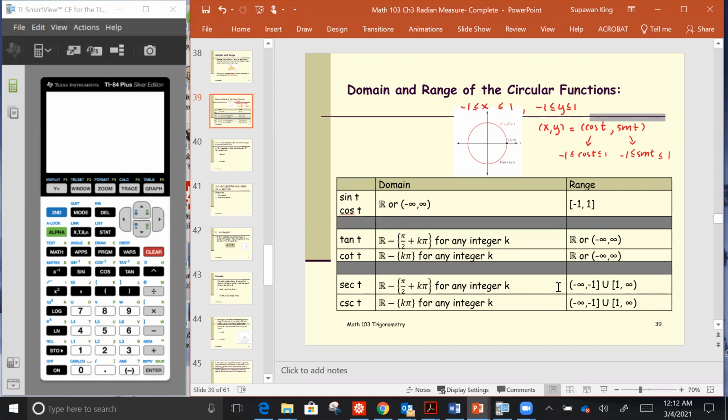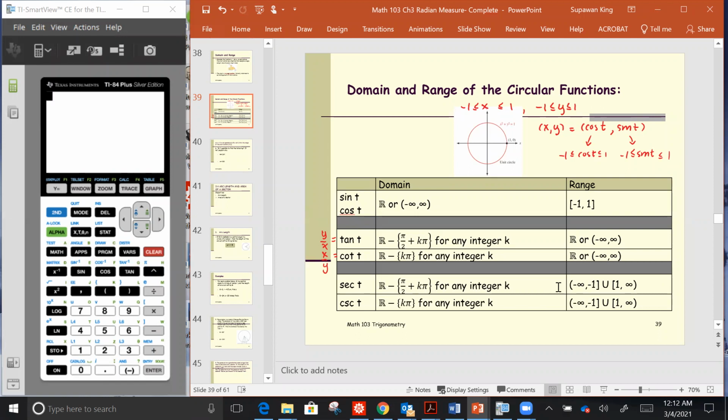The tangent t and the cotangent t come from the quotient of y and x, or the reciprocal. The tangent t is y over x, the cotangent t is x over y. If you divide by x as in the tangent t, x cannot be 0. That means the cosine of t cannot be 0.